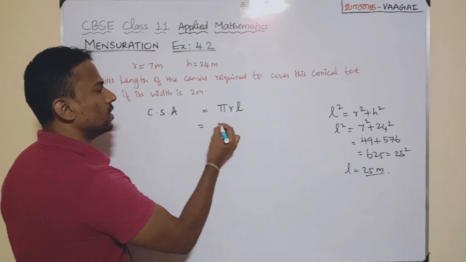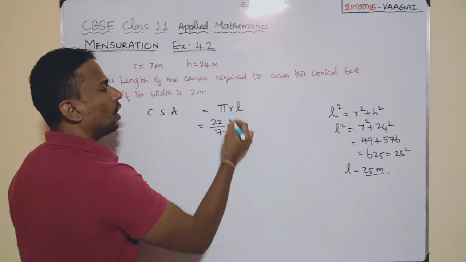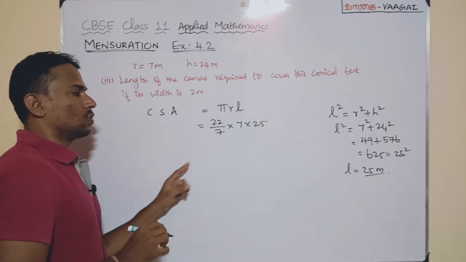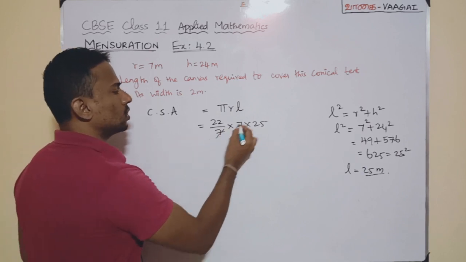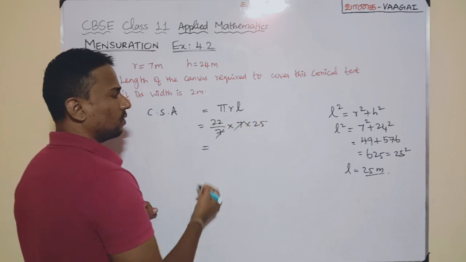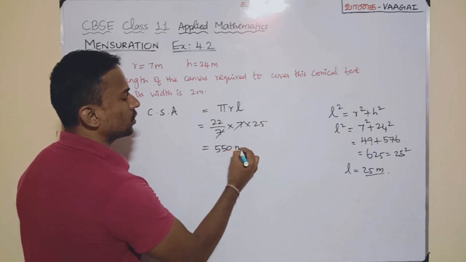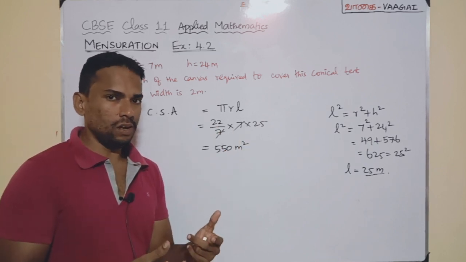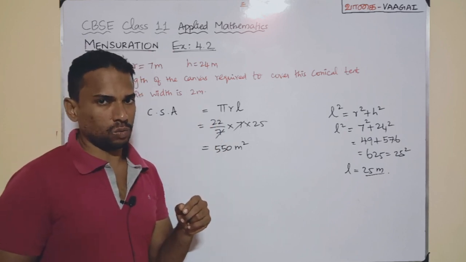Now we have it ready, now we will substitute it here. So pi is 22 by 7 into r is 7 into l. Just now we got it to be 25. So now this will give the curved surface area. This will give you 22 into 25, because I can cut this 7 and 7. 22 into 25 will be nothing but 500 plus 50, which will be 550 meters square. So this will be the total built up area or material we require to construct this canvas.